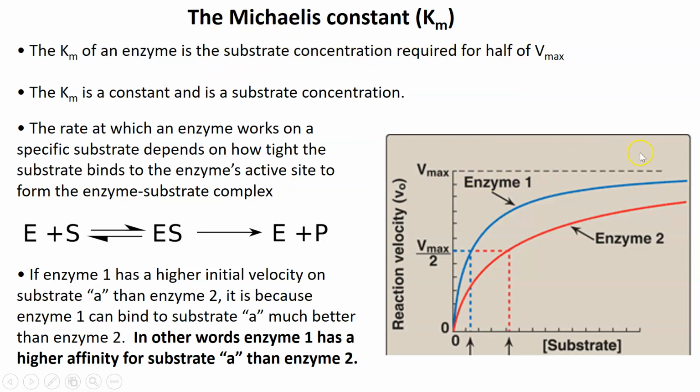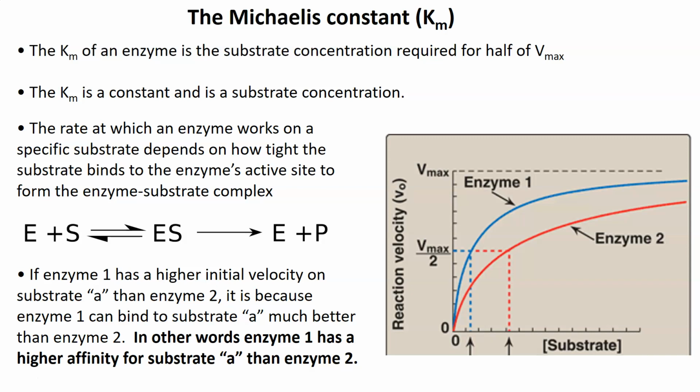So here's Vmax, 50% of that, half of Vmax, and this is what we get. So it's a substrate concentration, and that's an important thing to understand because the substrate binds to the enzyme's catalytic site.